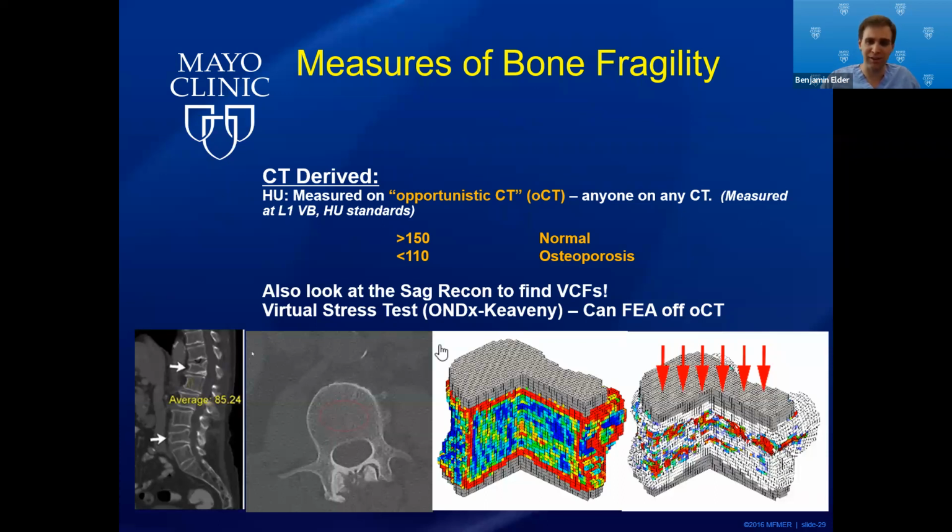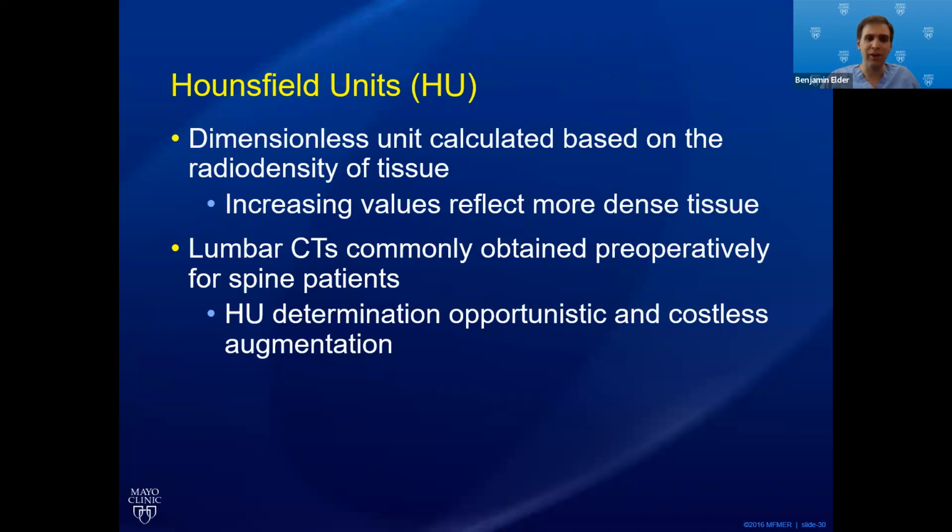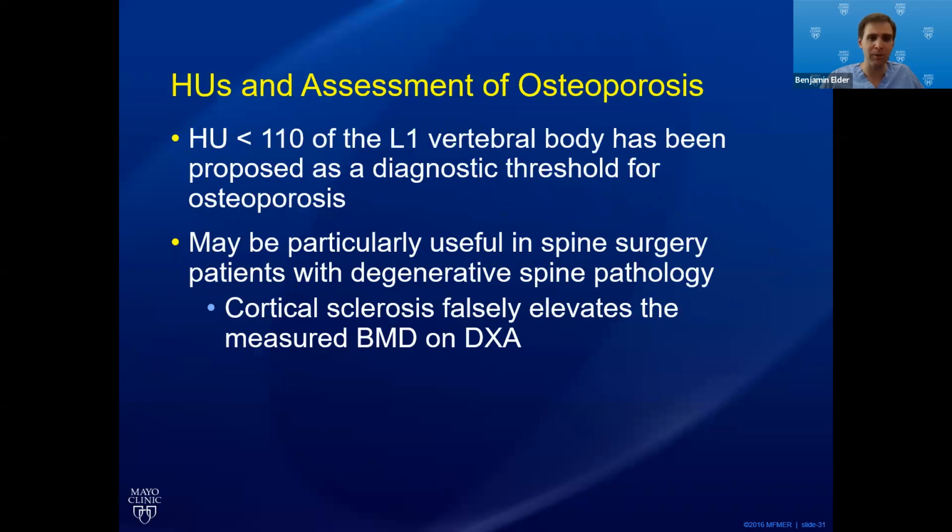So Hounsfield units are a dimensionless unit that's calculated based on the radio density of the tissue, and increased values tend to reflect more dense tissue. Lumbar CTs are commonly obtained preoperatively for our patients, and so it's usually a very easy and costless supplemental measurement. 0 is really the set point of water, and air is minus 1,000. Bone can be as high as 3,000 if it's heavily corticated, such as in the cochlea, but typically in the spine, it runs in the 150 to 300 or 400 range, depending on where in the spine you are.